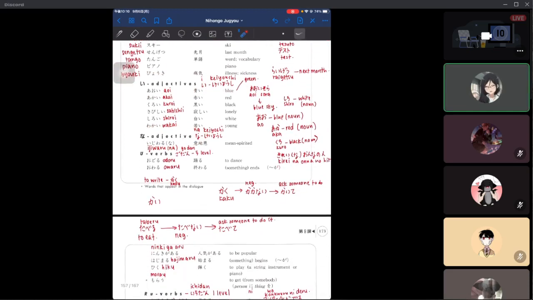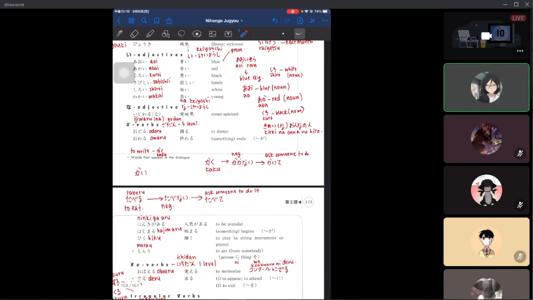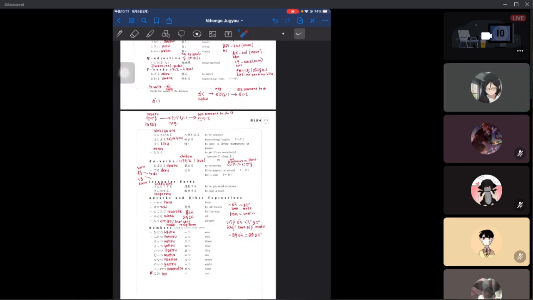The same goes for verbs. As I mentioned, there are u verbs, ru verbs, and irregular verbs. U verbs are the five-level ones, and ru verbs are the one-level ones. Usually whenever we learn new vocabularies, it tells you immediately which category it falls under. Again, as I recommend for the e and na adjectives, it's better to have your own notebook and write which category it's under.